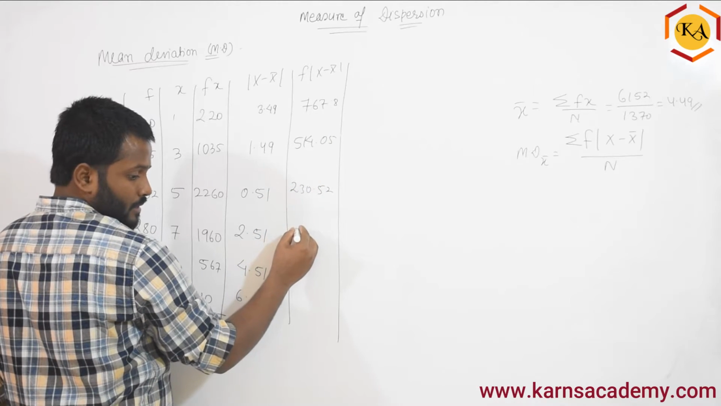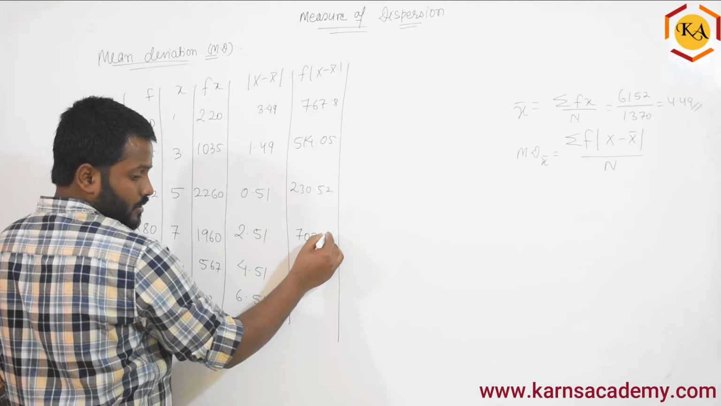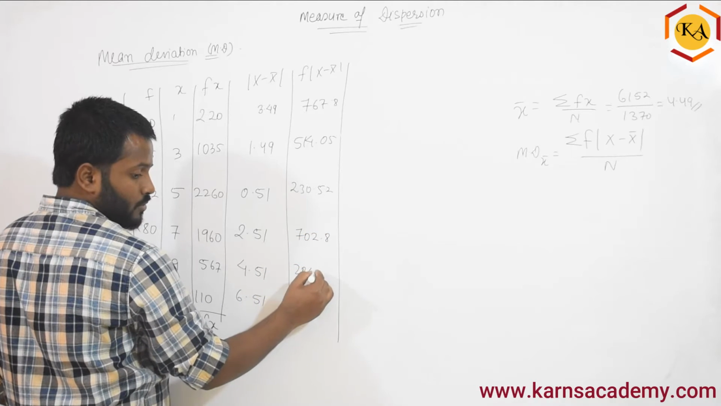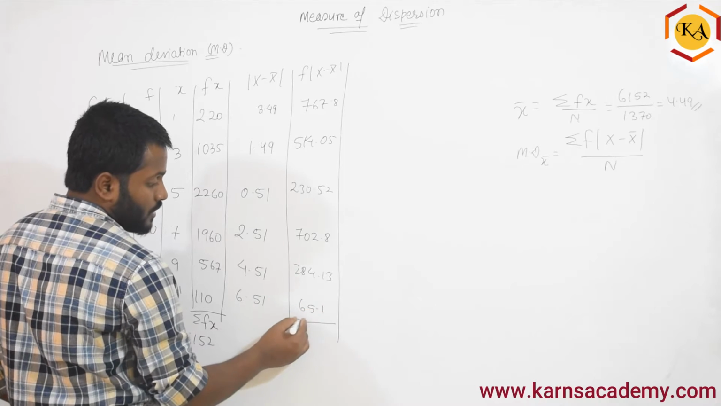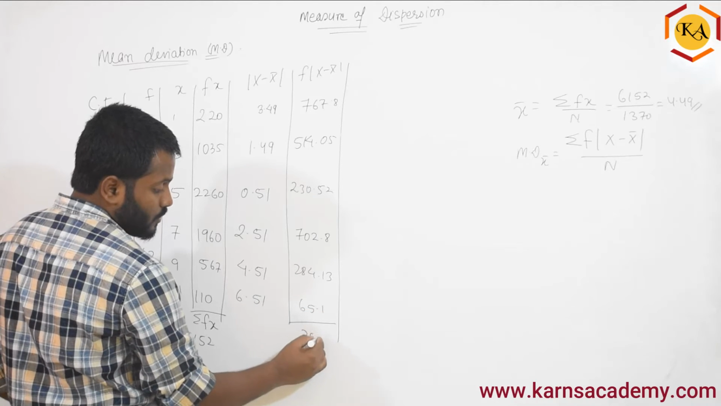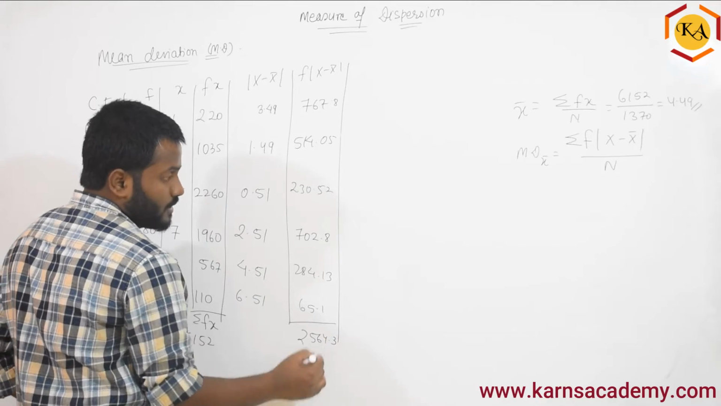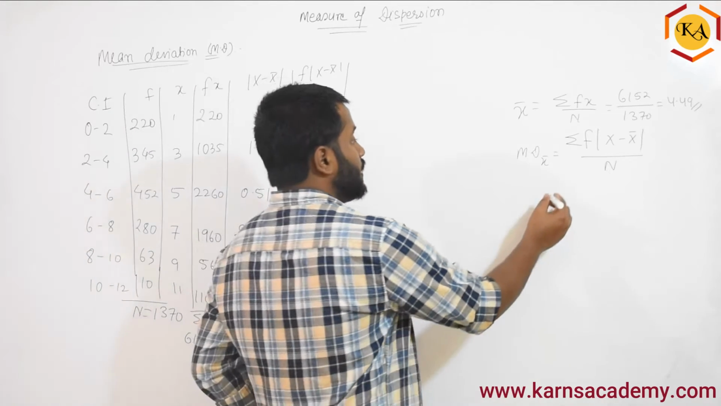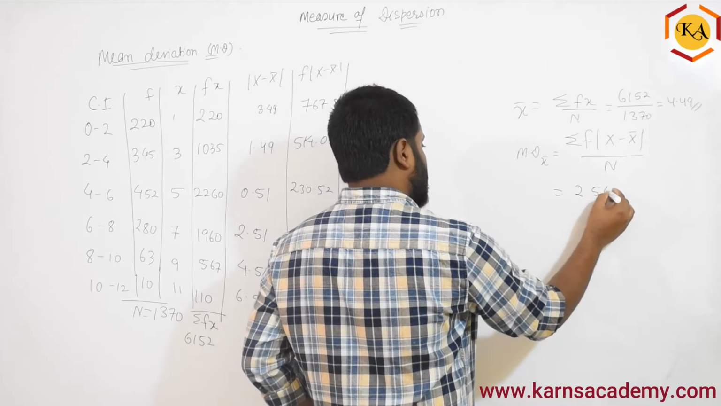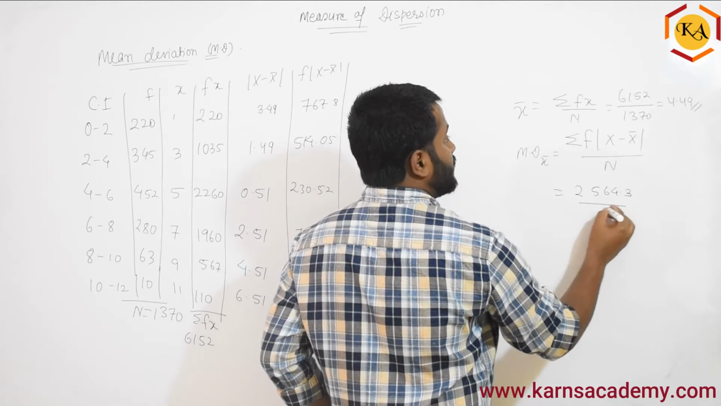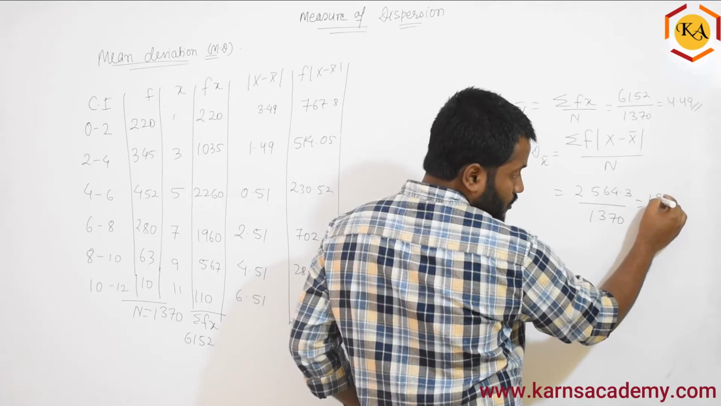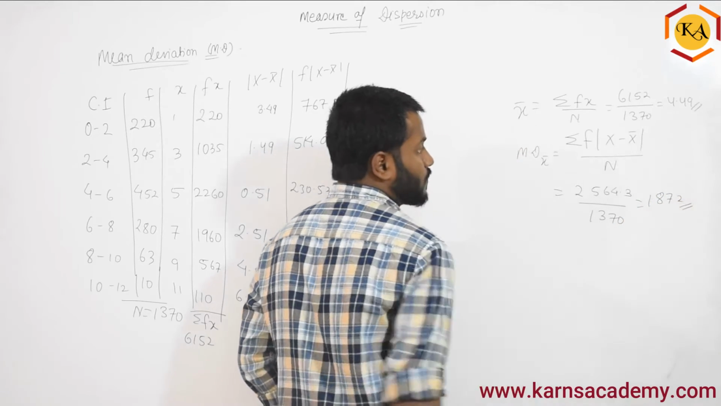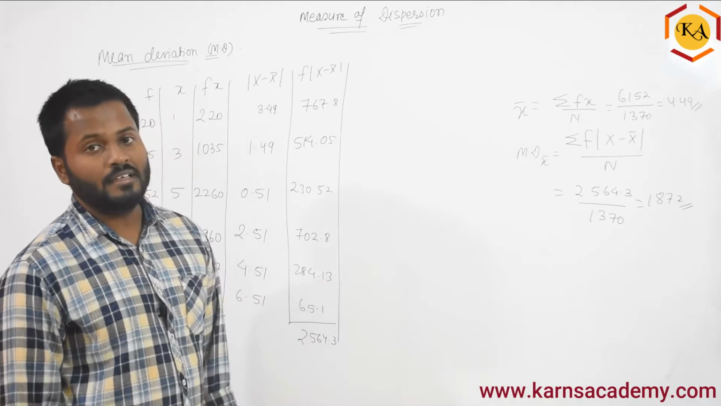230.52. Similarly, 702.8, 284.13, and last one is 65.1. So if you add this, you will be getting 2564.3. So let's substitute here. That is 2564.3 divided by n, which is nothing but 1370, which is equal to 1.872. Right? So this is the mean deviation.